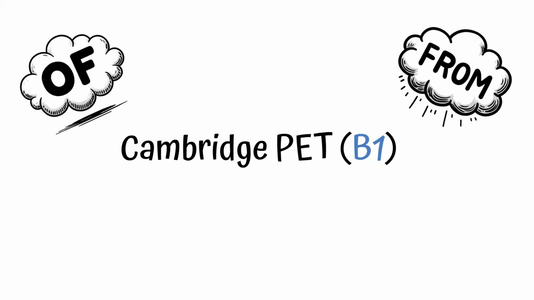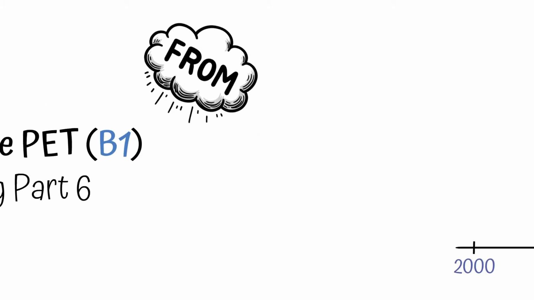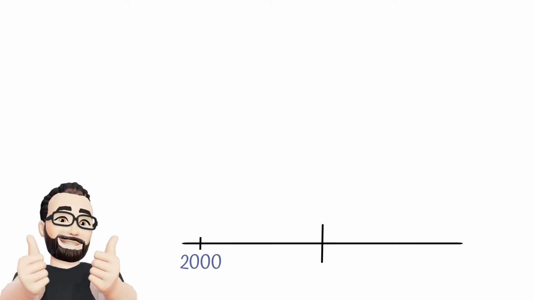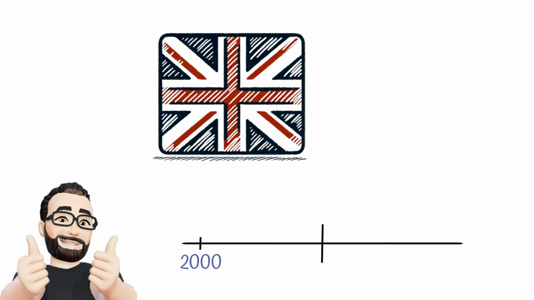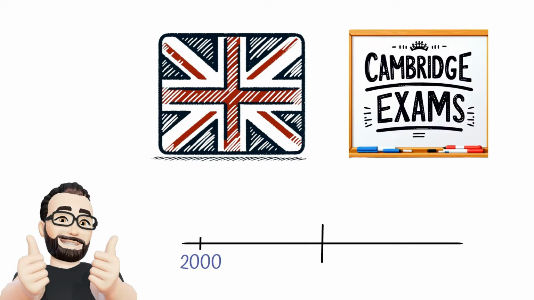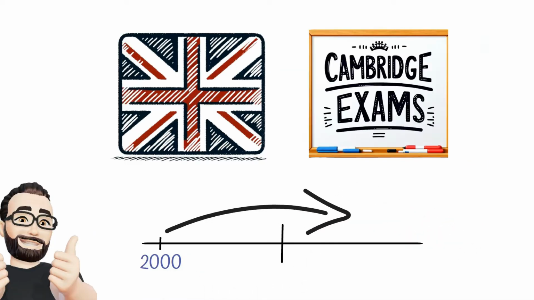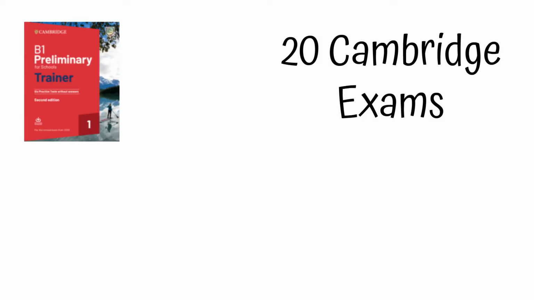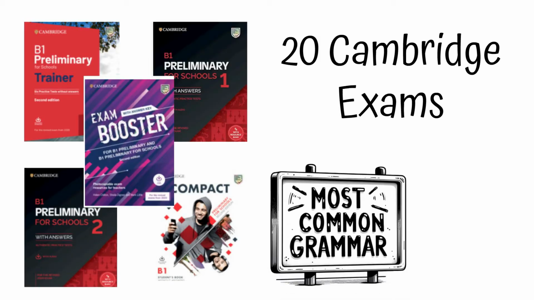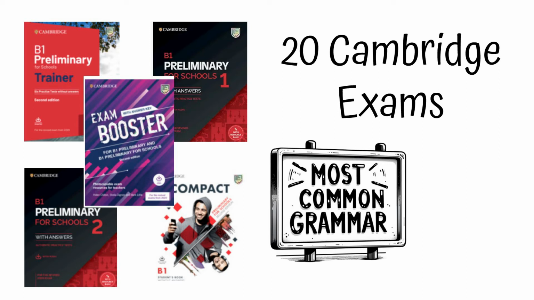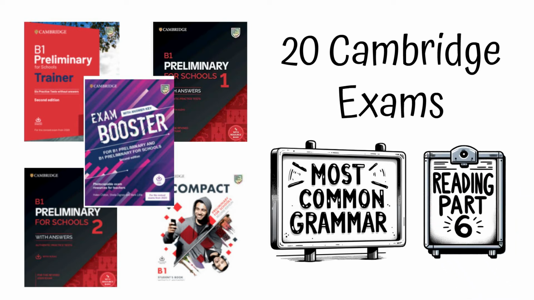Did you know that of and from are some of the most common answers in Cambridge PET B1 Reading Part 6? Hi, my name's Teacher Ross and I've been teaching English and preparing students for Cambridge exams since the year 2000. For today's video, I've looked at more than 20 Cambridge exams. And I've taken notes of the most common grammar that appears in Reading Part 6.